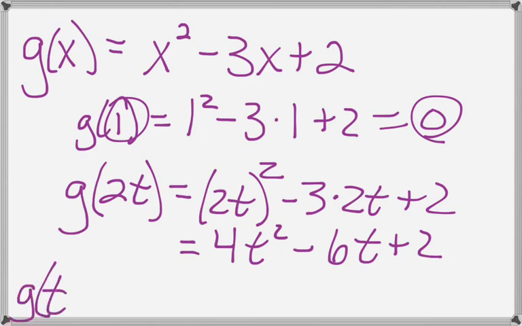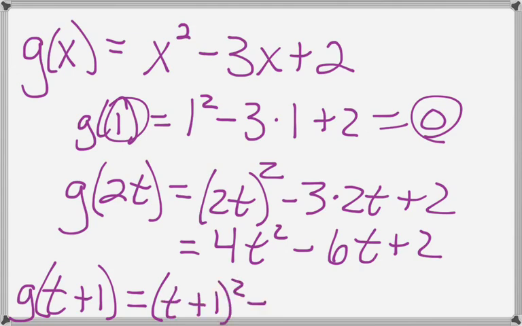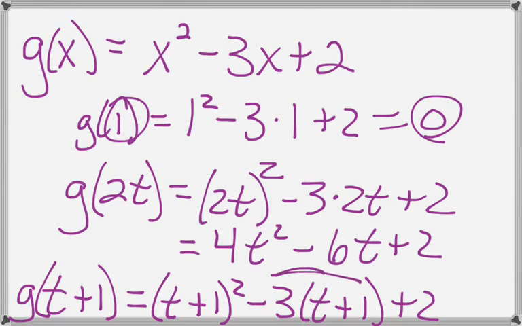Suppose we have an input of t plus 1. We would replace x with t plus 1, both places that we see an x. And in this case, since the input has multiple terms, you want to make sure you have parentheses around the entire input. So we're squaring t plus 1. We're multiplying t plus 1 by negative 3. So we've got to distribute the negative 3 there, and then be careful with squaring this, right? We're squaring the input, which means that we're multiplying the input by itself.